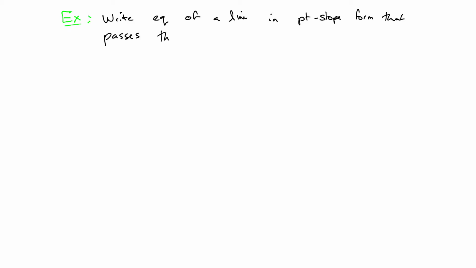All right, so the last example of the lecture, and then we'll also have the extra practice problems at the end if you want to stick around. It's going to be: write the equation of a line in point-slope form that passes through (5, -9) and is perpendicular to x plus 7y minus 12. Okay.